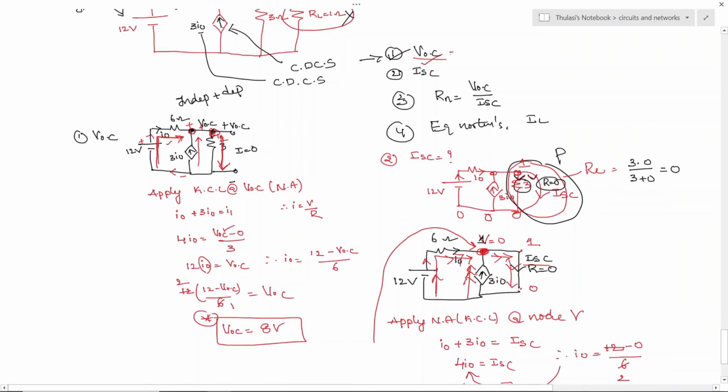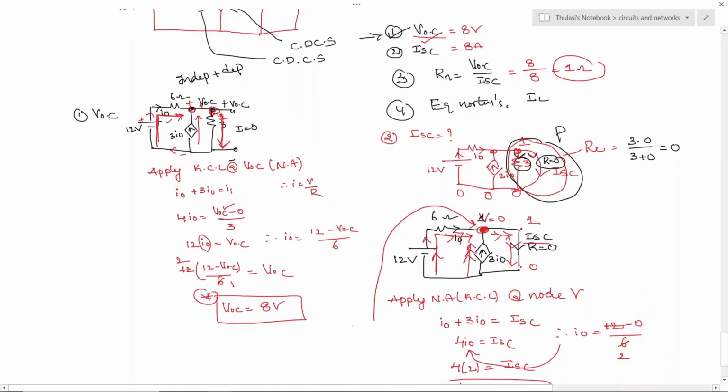VOC is 8 volts, ISC is 8 amperes. Therefore R Norton is equal to VOC divided by ISC. VOC is 8 and the short circuit current is also 8. Therefore you are going to get 1 ohm as the Norton's equivalent resistance value.